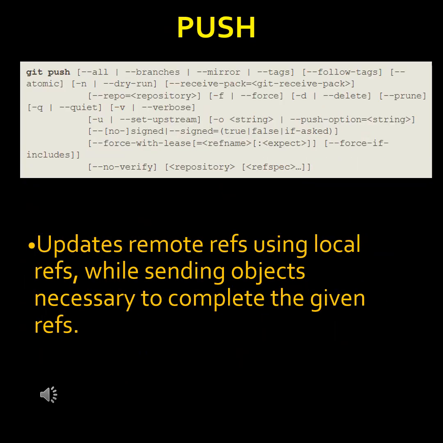Push command. Whenever we have done our work, we go for the git add command and the git commit command. Once a commit is made, the next command that we need is the push command. This will push our code to the branch or release which we have mentioned, and then this will be merged into the master branch.